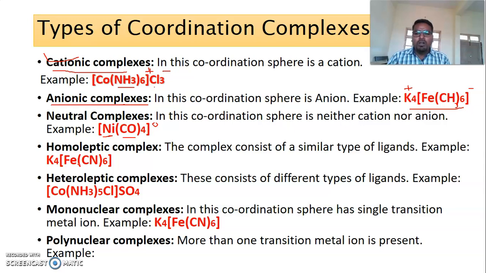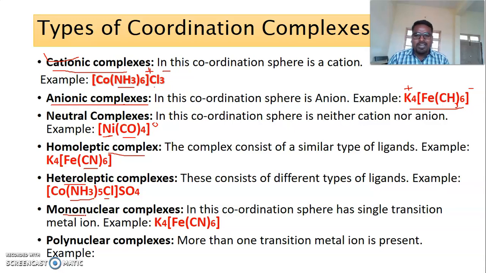And homoleptic complex. Here, look at the complex. It contains only one type of ligand. A complex consisting of a similar type of ligand is called a homoleptic complex. And heteroleptic complex. If the coordination complex contains different types of ligand, for example here chlorine and amine, two different ligands are there, that's why it is called a heteroleptic complex.